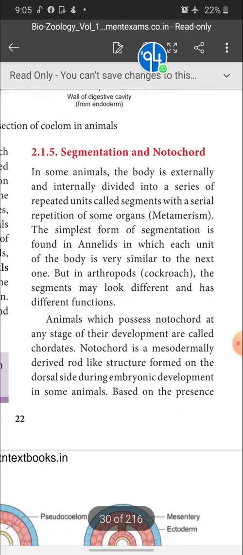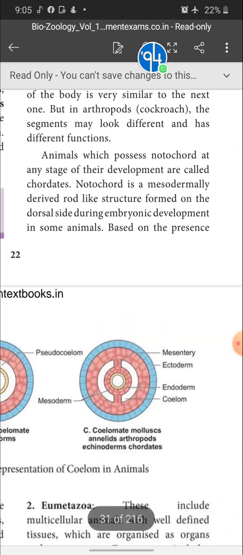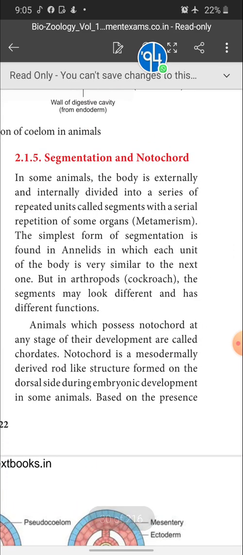Segmentation and notochord. Okay, I will complete with this. In some animals, the body is externally and internally divided into a series of repeated units called segments with a serial repetition of some organs. Okay, that is called metamerism. We can notice the earthworm. Earthworm has many segments in its external structure. This segmentation is also followed internally. So like that, in some animals, the body is externally and internally divided into series of repeated units called segments with a serial repetition of some organs.